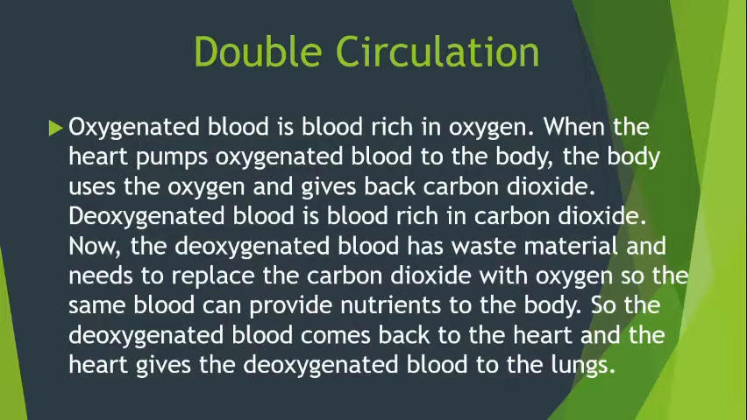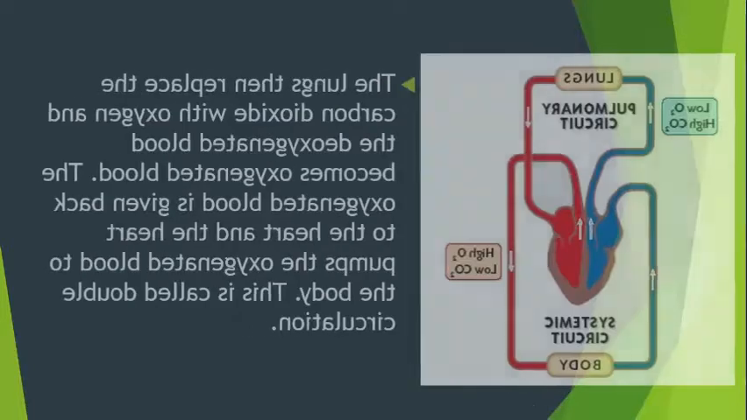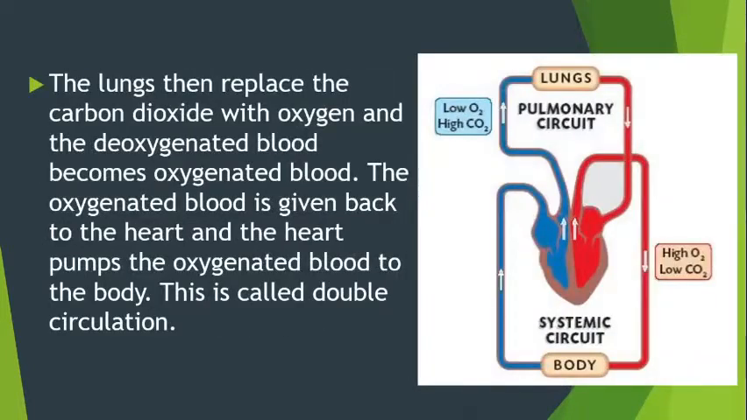So the deoxygenated blood comes back to the heart and the heart gives the deoxygenated blood to the lungs. The lungs then replace the carbon dioxide with oxygen and the deoxygenated blood becomes oxygenated blood. The oxygenated blood is given back to the heart and the heart pumps the oxygenated blood to the body. This is called double circulation.